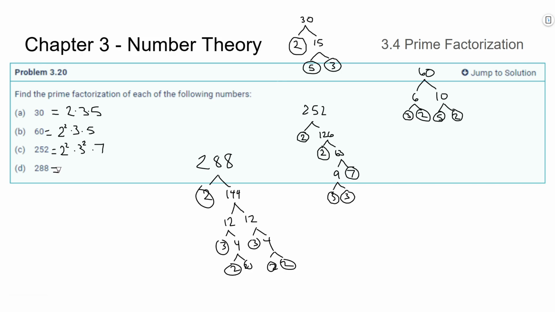So 288 would be, let's see, we have 1, 2, 3, 4 2's. So 2 to the 4th times, what else do we have? We have 3's. We have 2 3's. Oh, I think I missed a 2. 1, 2, 3, 4, 5 2's. 2 to the 5th times 3 squared. Anything else? Got 3 squared, got 2 to the 5th, and I think that's everything. All right. Cool. So those are those.